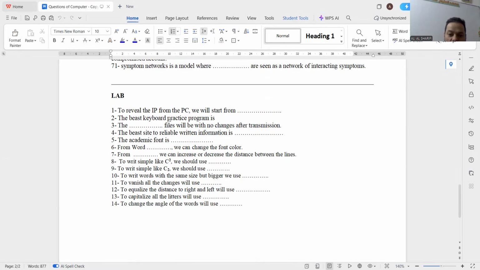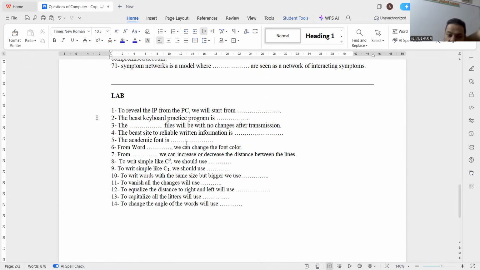The best keyboard practice program, what is its name? Which files will be with no change after transmission: Word, PPT, Excel, PDF, what will be without any change? What is the best site for reliable written information? When you want some reliable information with clear sources, you should go to something site from Google and research.